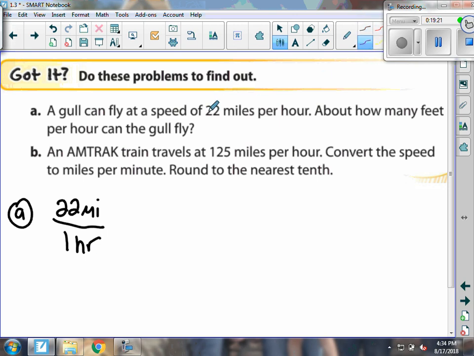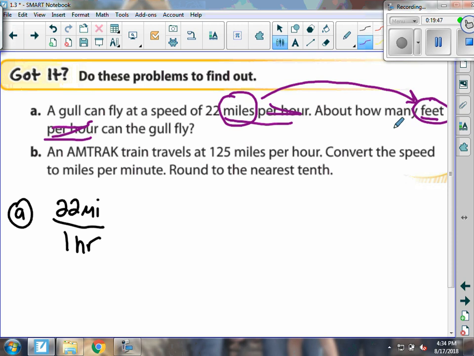So I'm going to underline my units of measure. I have miles per hour and feet per hour. I'm going to cross off what's the same between these. So both of these have per hour. I'm going to cross that out. That's gone. We're not changing that at all, so we don't need to focus on it. What we do need to focus on is what we're changing. We're going to be changing miles to feet.